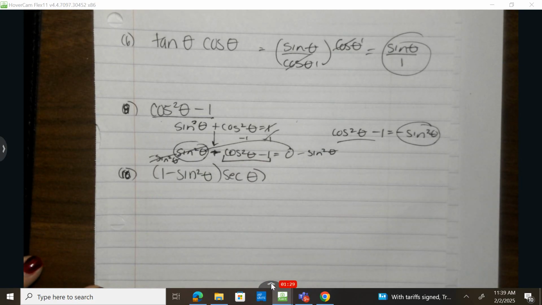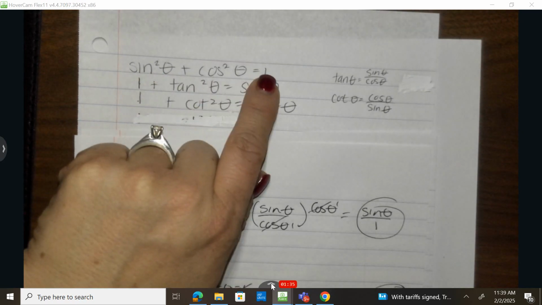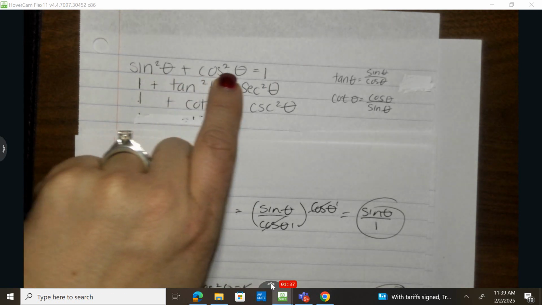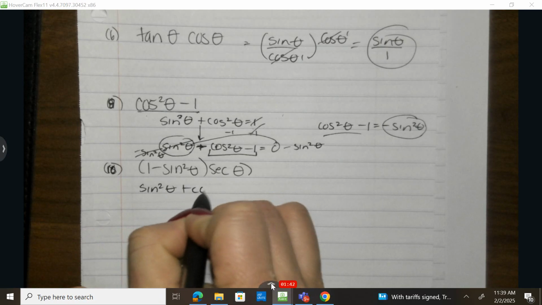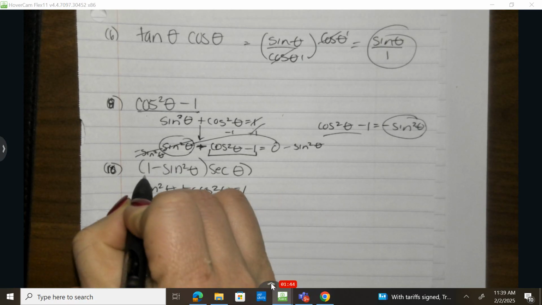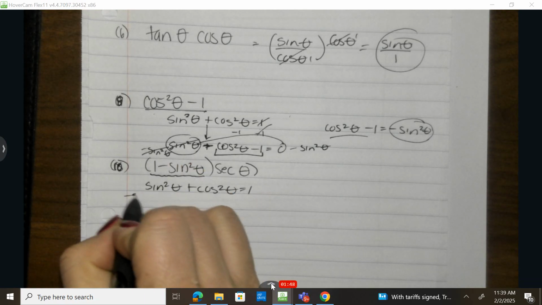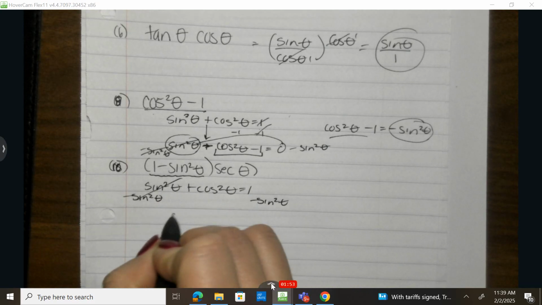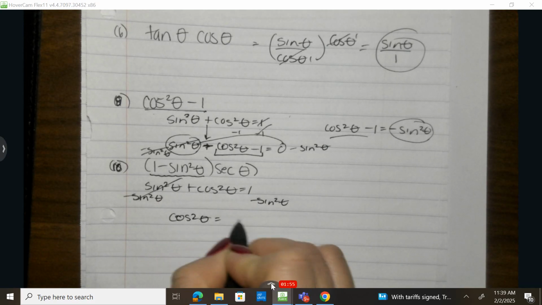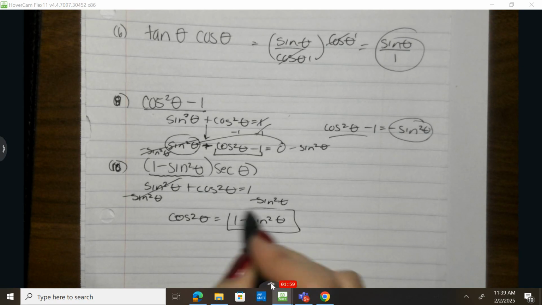Let's look at our last one. 1 minus sine squared theta. Well, I can also go back to this first and most well-known trig identity. Sine squared theta plus cosine squared theta equals 1. We need to manipulate it into this form. So I'm going to subtract sine squared theta to both the left and to the right. I have cosine squared theta equals 1 minus sine squared theta. So here we go. This is where it's equivalent.